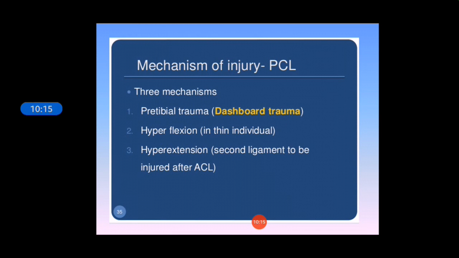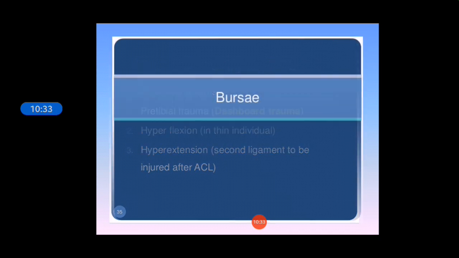So we have basically three major mechanisms. First is the pre-tibial trauma, that is the dashboard trauma. Second is the hyperflexion injury, mainly in thin individuals where the muscle bulk is less. Third is the hyperextension injury, where the PCL is the second ligament to be injured after the ACL has been injured.